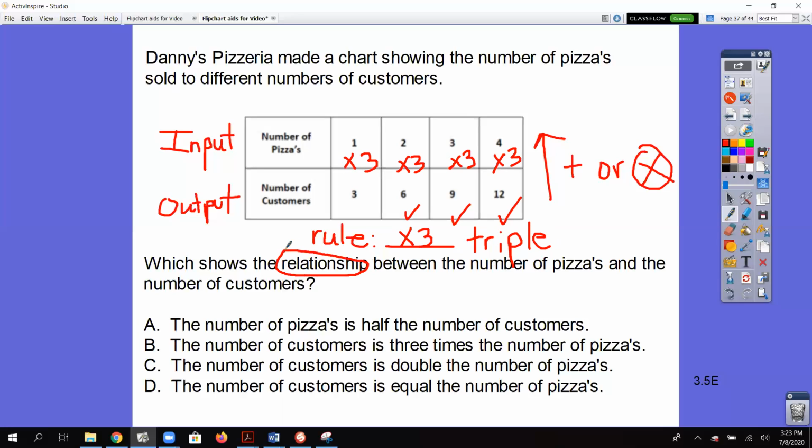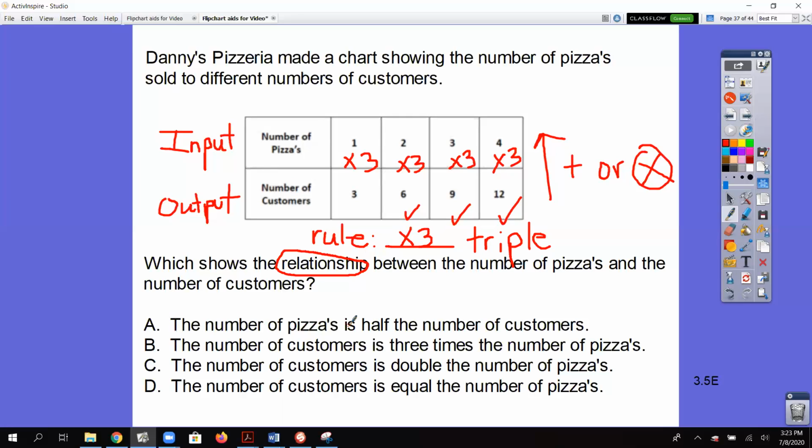And that means how 2 things are connected, which shows the relationship between the number of pizzas and the number of customers. So they want to know how these numbers are related to each other. And we already found that out. We know that it's times 3 or triple. So let's read the choices.